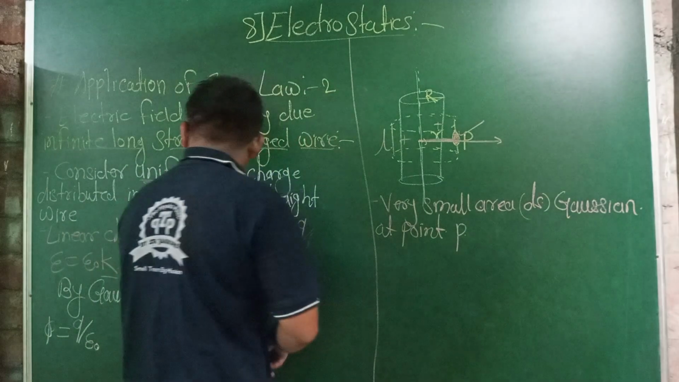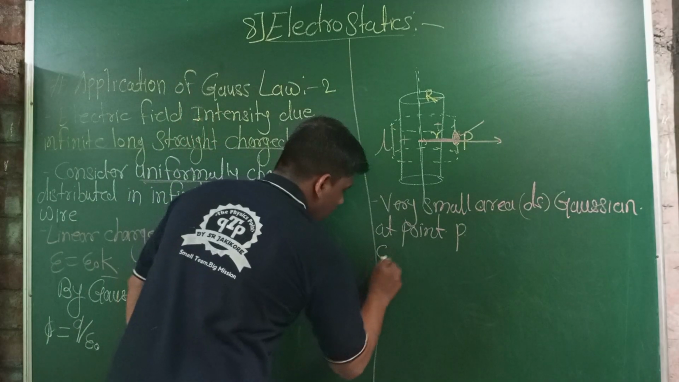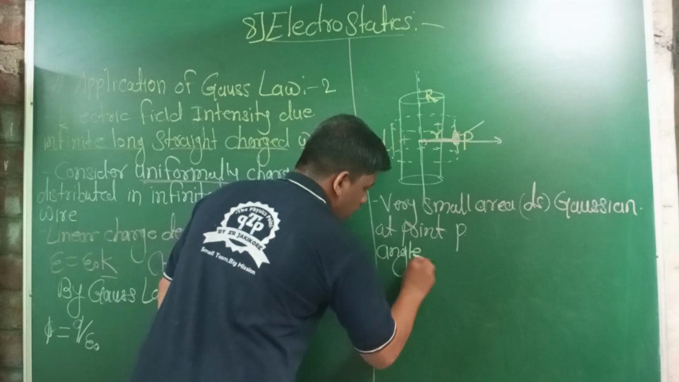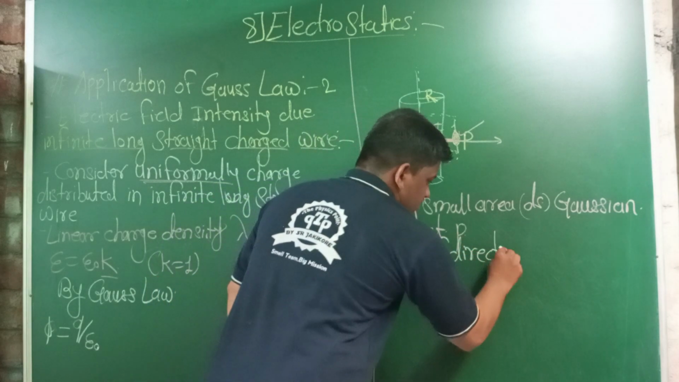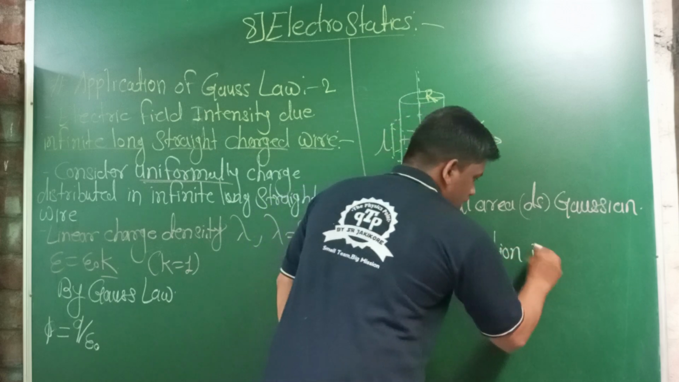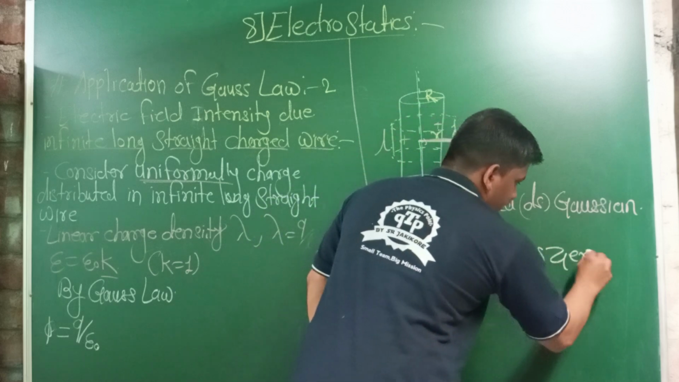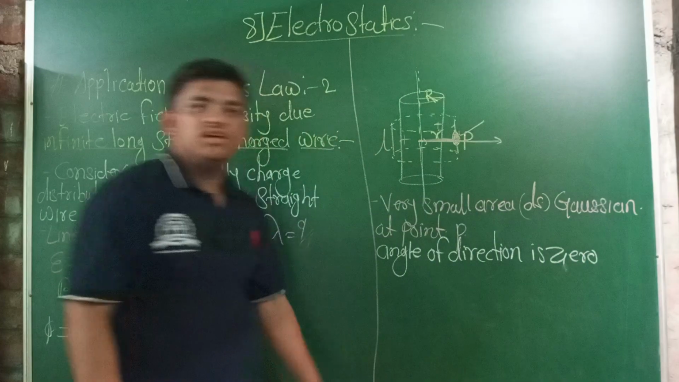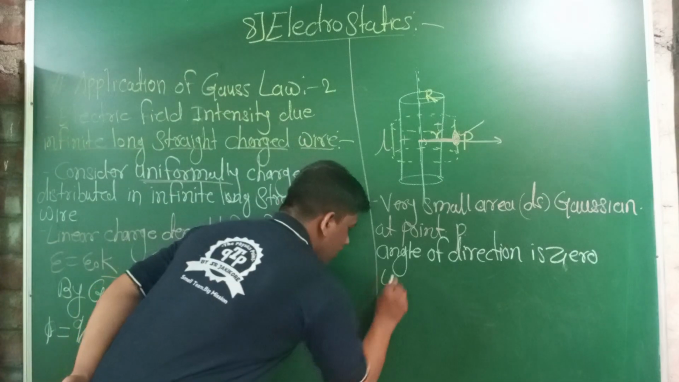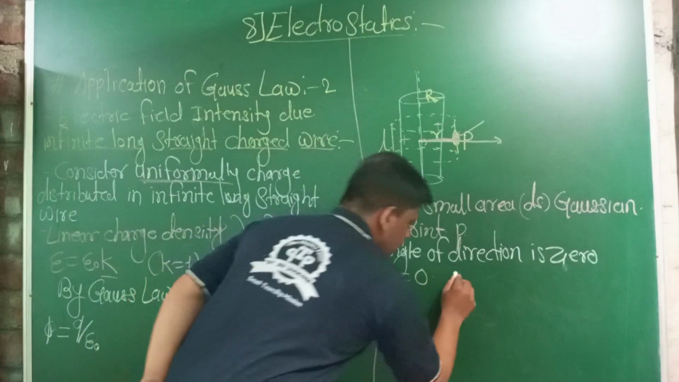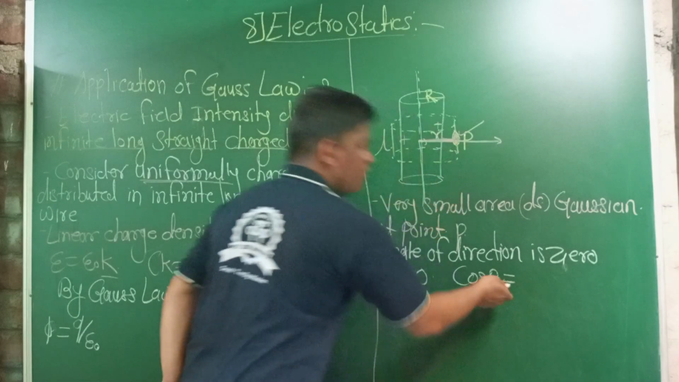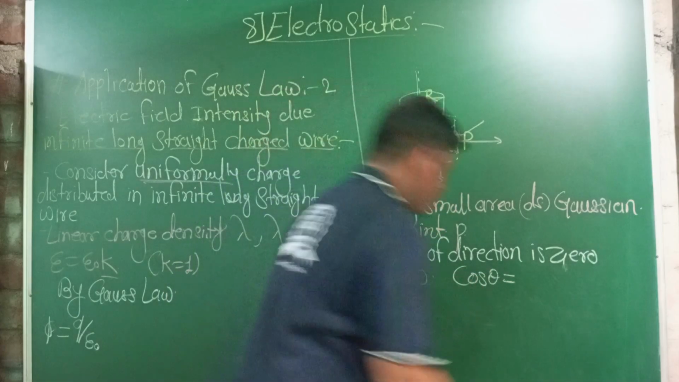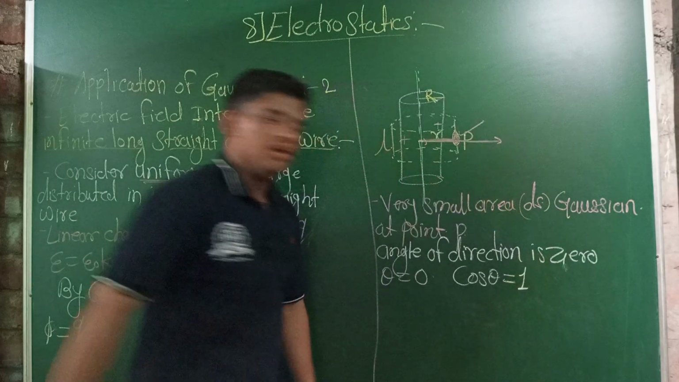Then the angle of direction is 0. It means theta is equal to 0. If theta is equal to 0, then cosine of theta must be unity, or 1.